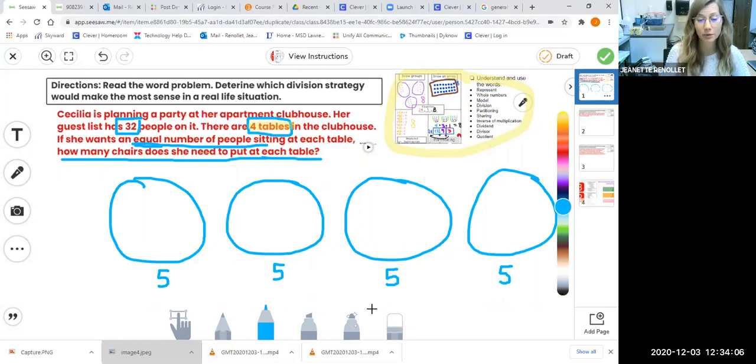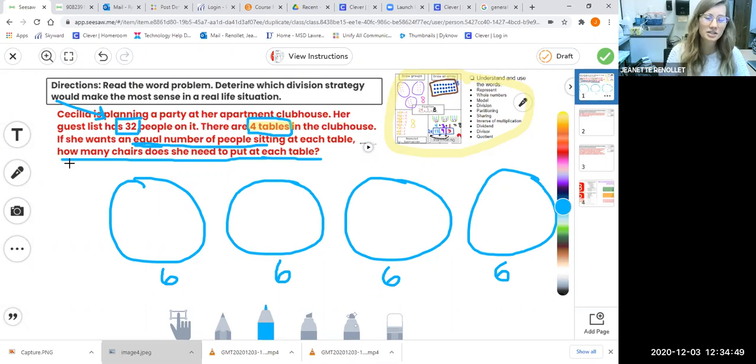Okay, that's only 20 guests. I know that Cecilia has 32 people coming to her party. So 5 is not enough. I'm going to take each group number and go up 1 and see how many guests that would be. Let's try skip counting by 6s. 6, 12, 18, 24. Okay, last time I only had 20. Now I have 24 people. I'm getting closer, but I still don't have 32.